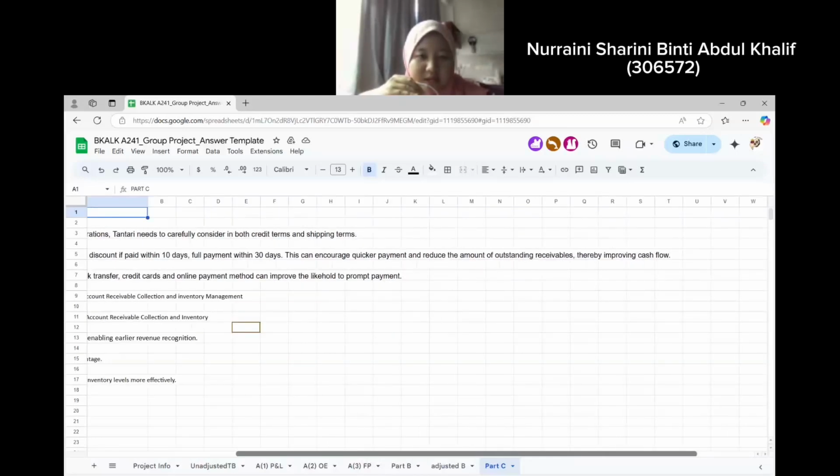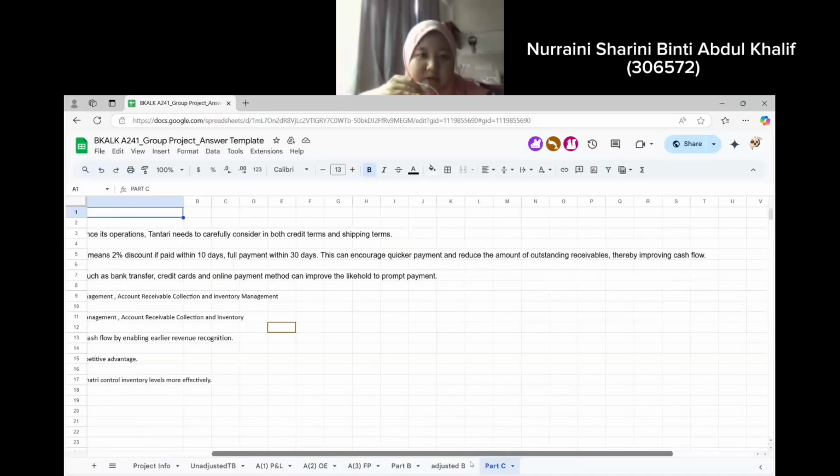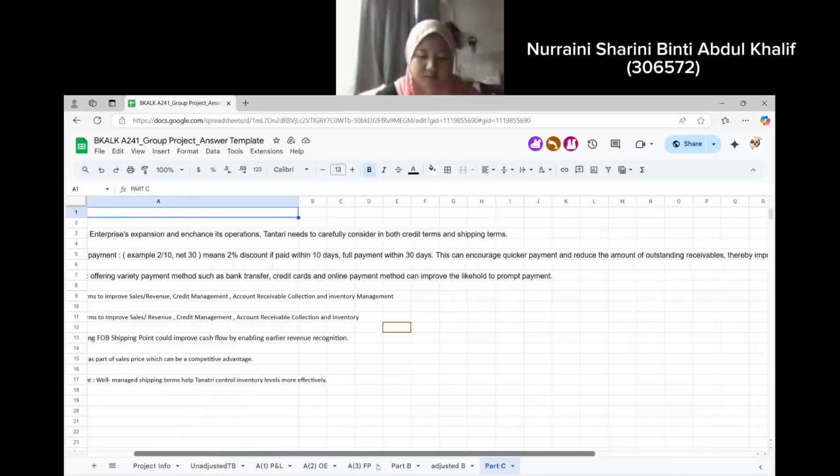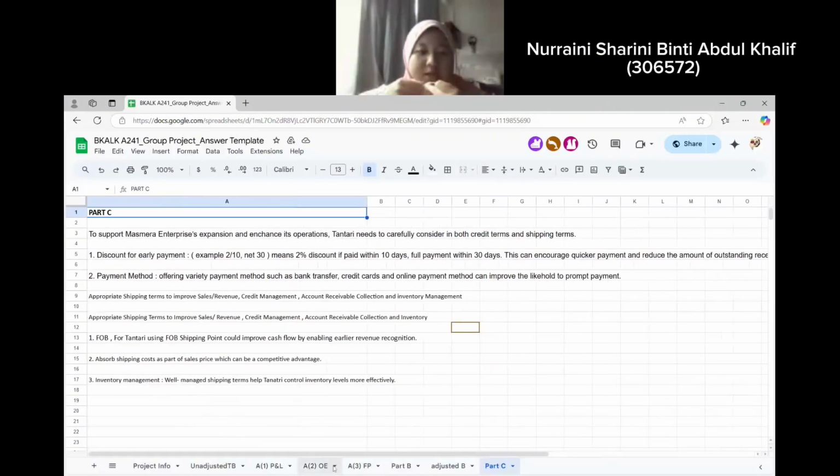You guys understand this part? Yes. And for the second point, Tantari can improve their payment methods. They can offer a variety of payment methods such as bank transfer, credit, and online payments instead of using cash, because nowadays we also like using online payment and it is safer than cash.